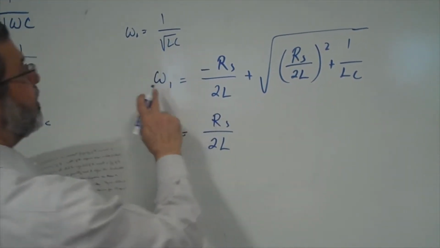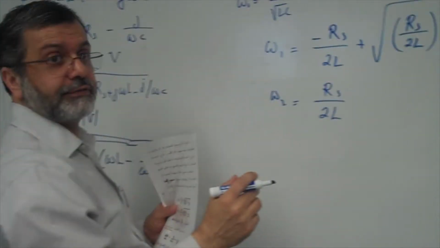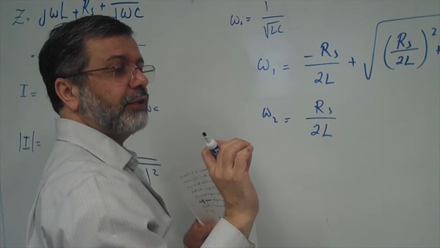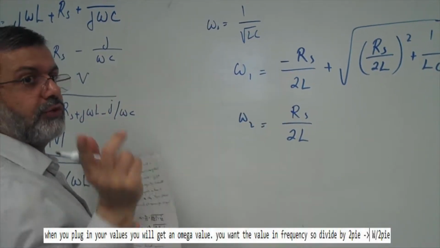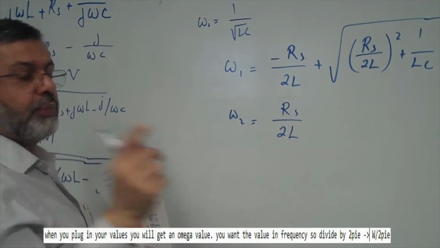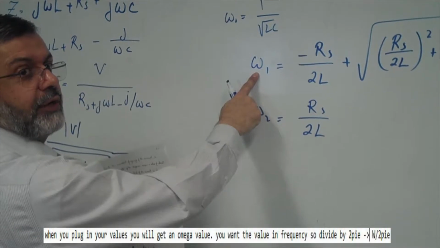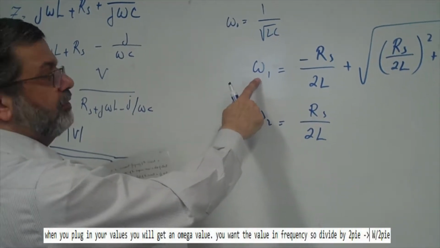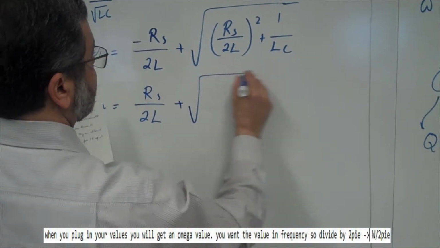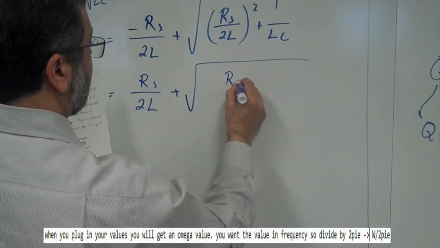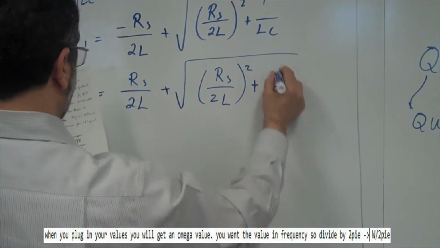Again, remember that these are radian frequencies, so omega is equal to 2 pi f. These are small things you have to remember, because if you're using this equation and comparing to what you're getting with the scope, you have to divide this by 2 pi, because omega is 2 pi f. You have to divide it by 2 pi to get the frequency. So this is RS over 2L squared plus 1 over LC.